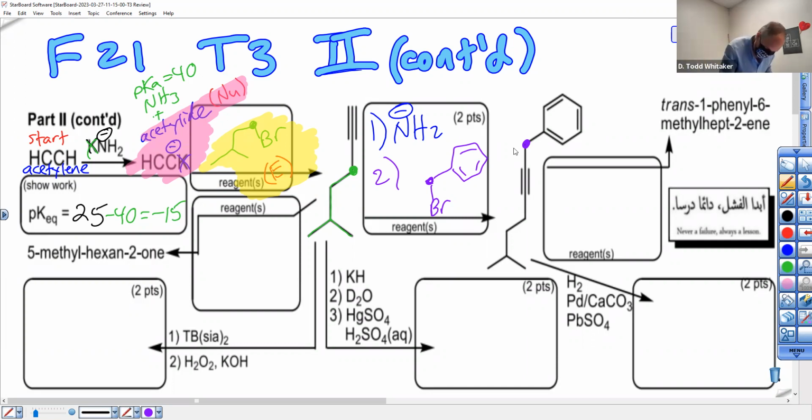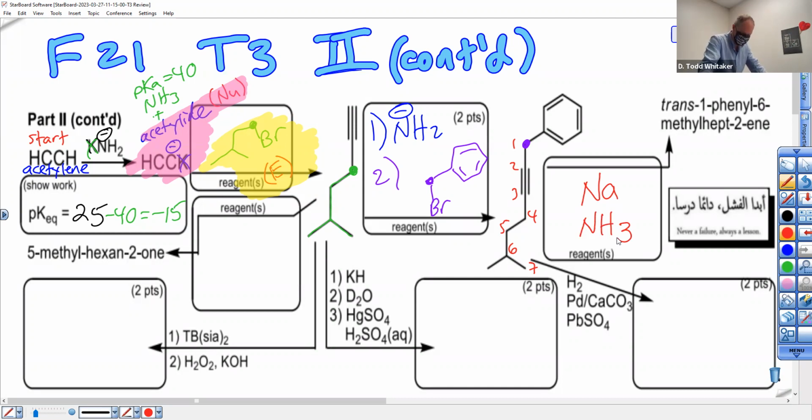You see the name, 2, 3, 4, 5, 6, 7. Phenyls on 1, methyls on 6. I need to make it into a trans-alkene. There's only one set of chemicals we learned that makes an alkyne that's internal, a trans-alkene. Yes, sodium, Na. And you need a source of hydrogens, NH3. So that's the one that makes the trans.